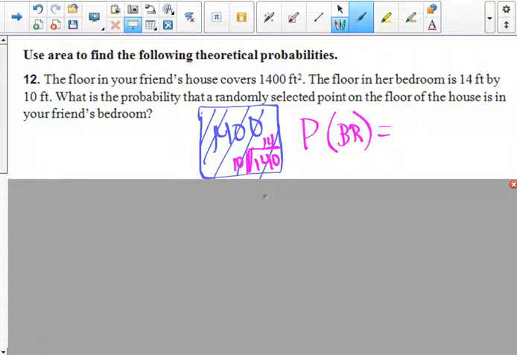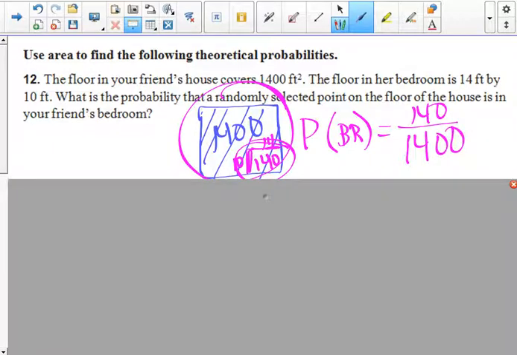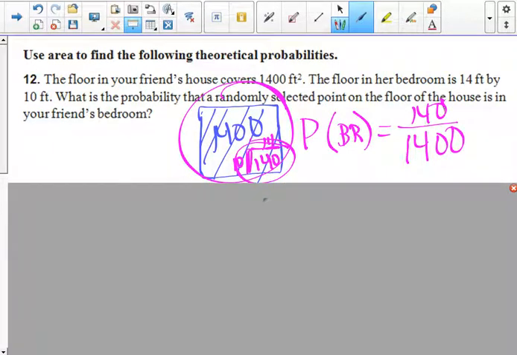So the probability of hitting a point in the bedroom is, okay, what do we want? The bedroom, that 140. What's possible? The whole house, 1,400. So what's the chance here? We'll simplify. Take your 0 off, and 14 goes into 14 once. So it's a 1 in 10 chance, which is 10% chance. Everybody with me? Any questions?